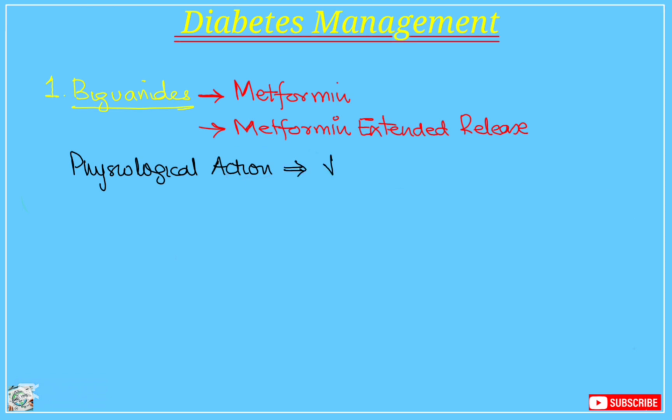It works by reducing gluconeogenesis, that is, it lowers the glucose production in the liver. It also improves insulin sensitivity, helping the body cells use insulin more effectively. And lastly, it decreases glucose absorption in the intestines, limiting the amount of sugar entering the bloodstream. This makes metformin an excellent choice for managing blood sugar levels while also being weight neutral and well tolerated by most patients.